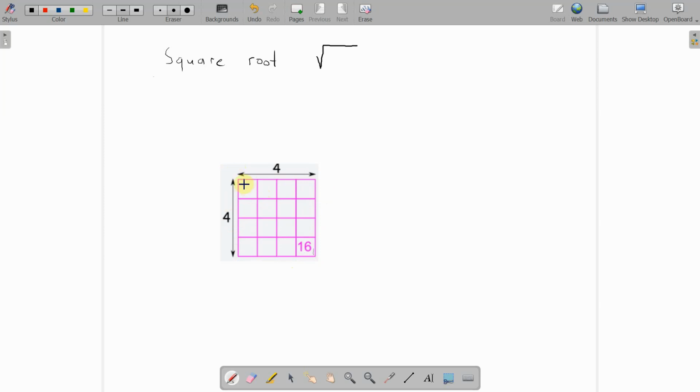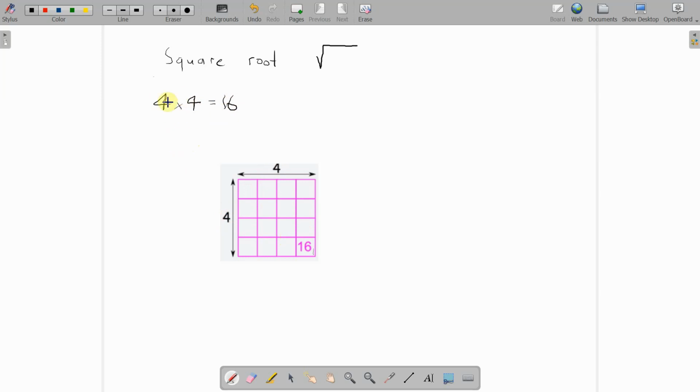Now, inside this square, the big square, we have 16 smaller squares. And if we counted them, yep, 1, 2, 3, 4, 5, 6, 7, 8, 9, 10, 11, 12, 13, 14, 15, 16 squares. So this square has 16 smaller squares inside it. In fact, you can get the number of squares by multiplying the length of the two sides. So let's do that. 4 times 4 equals 16.